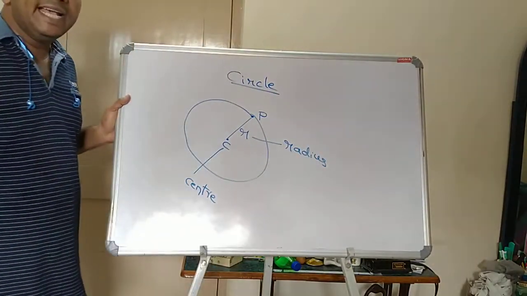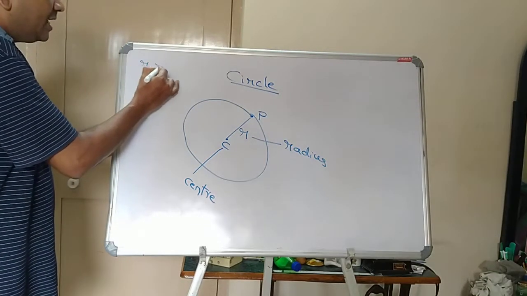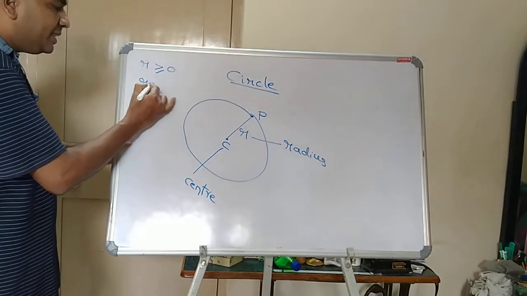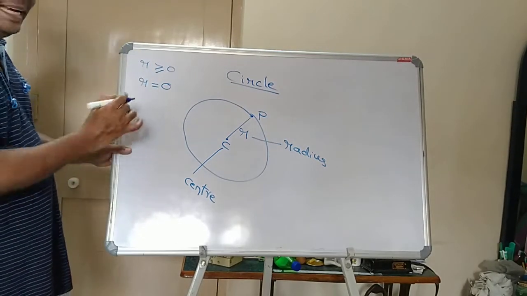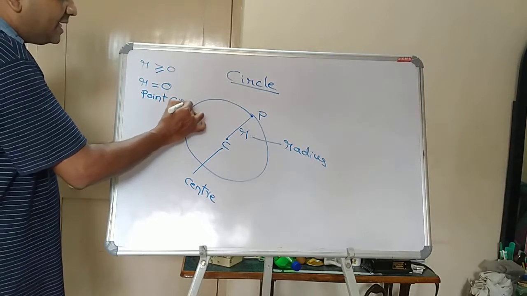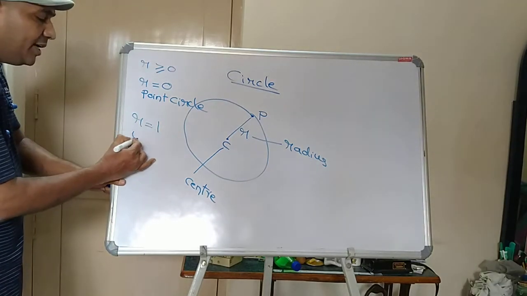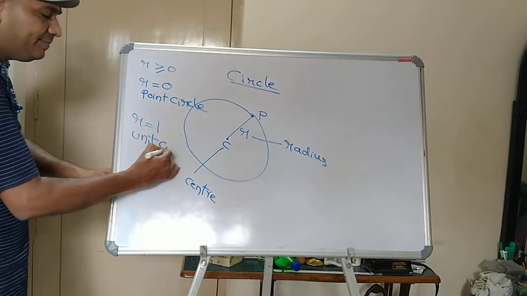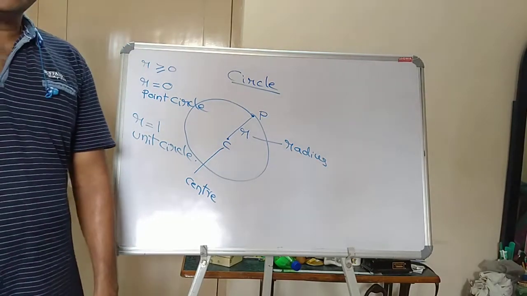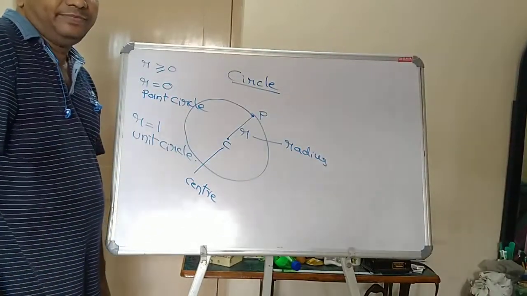Here, radius is always non-negative. Suppose radius equal to 0, the circle is called a point circle. Suppose radius equal to 1, the circle is called a unit circle. Now, equation of the circle means equation of the circumference.